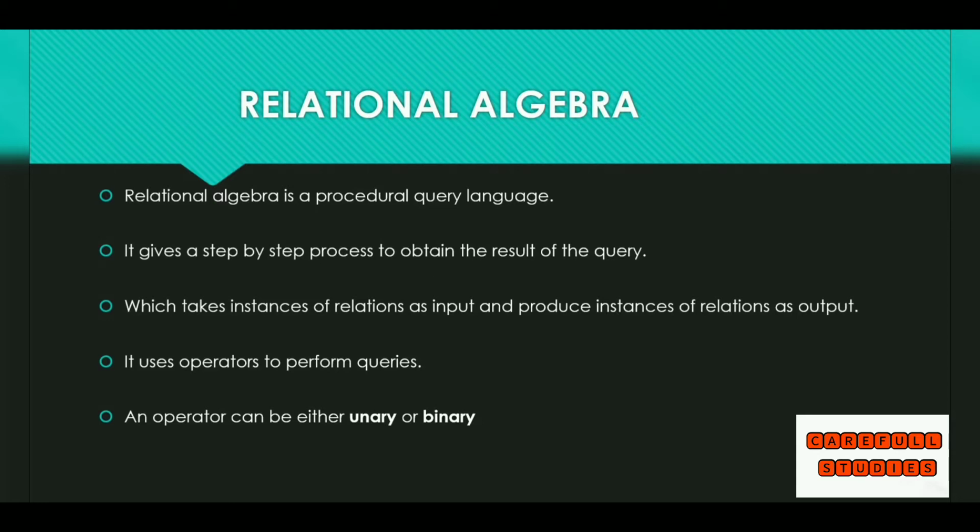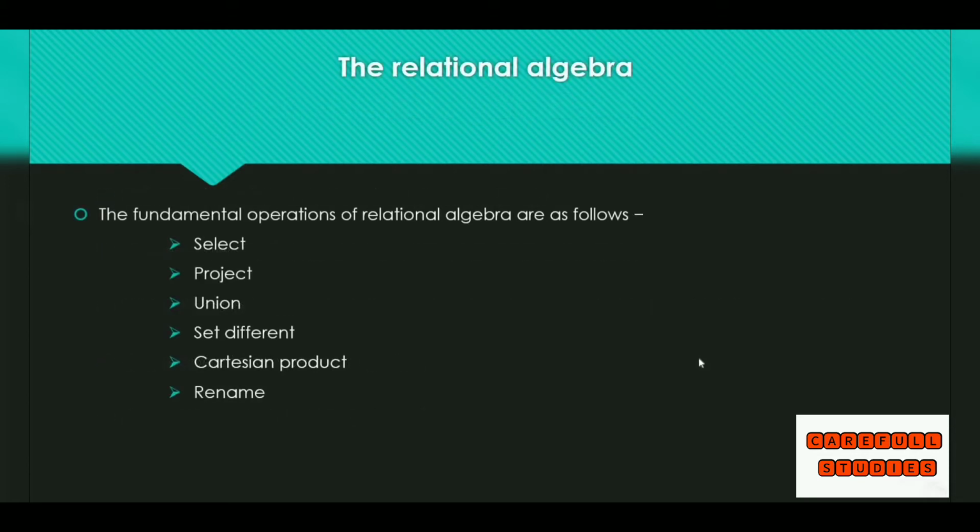When we are given a query, it takes a step-by-step procedure to solve it, which takes instances of relations as input and produces instances of relations as output. It uses operators to perform queries. The operators are of two types, unary or binary. Let us discuss some unary operators. The unary operators are select, project, and rename. The binary operators are union, set difference, and Cartesian product.